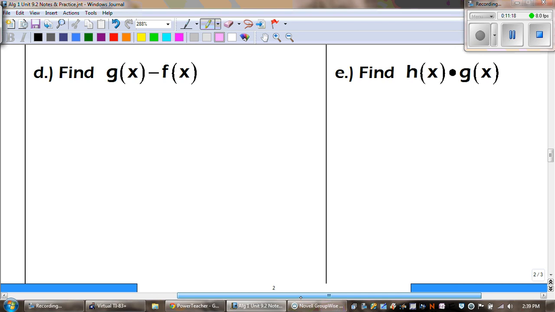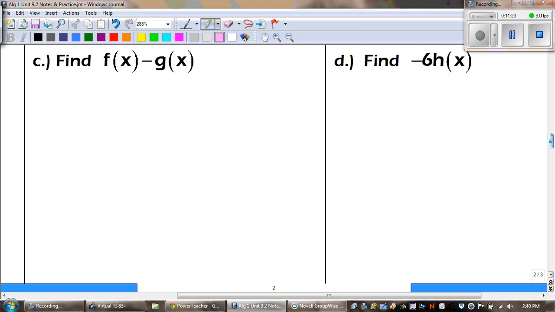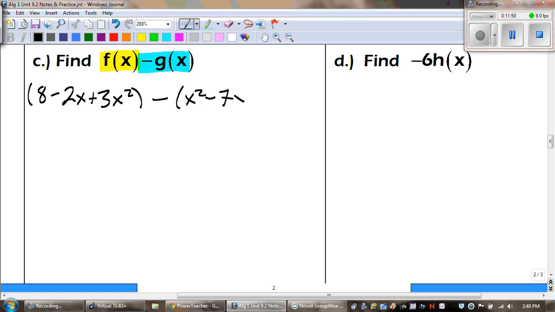Now let's deal with subtraction. So I have f of x minus g of x. There's my yellow minus my blue. So the first thing we have to do is write them down. So we have 8 minus 2x plus 3x squared, minus the g of x, which is x squared minus 7x plus 1.